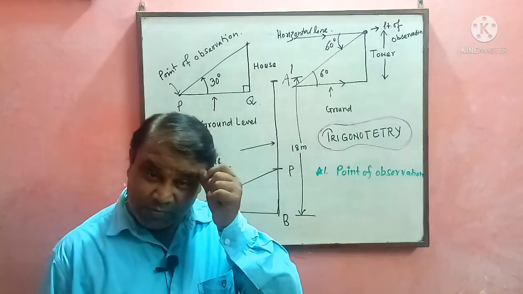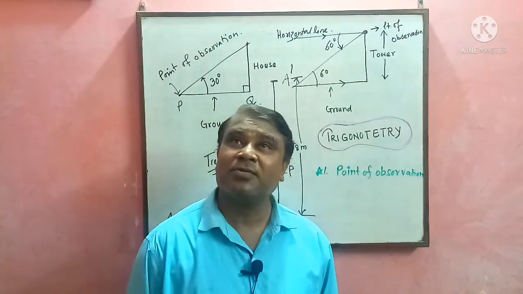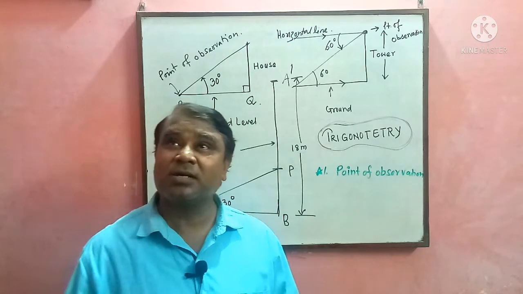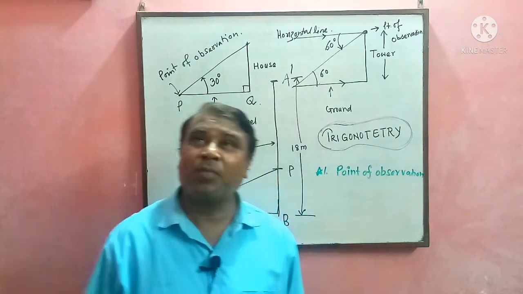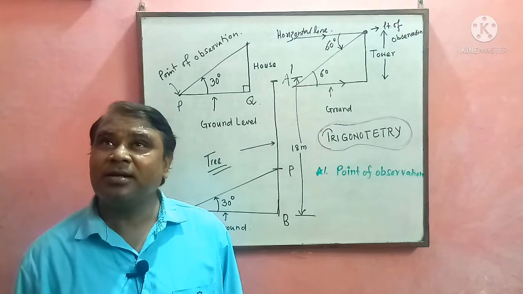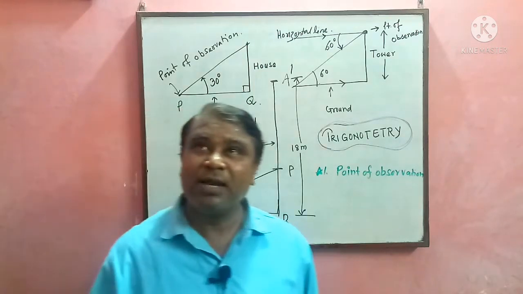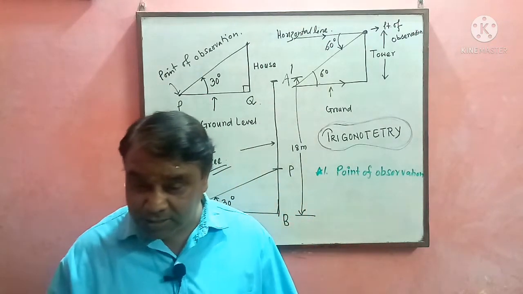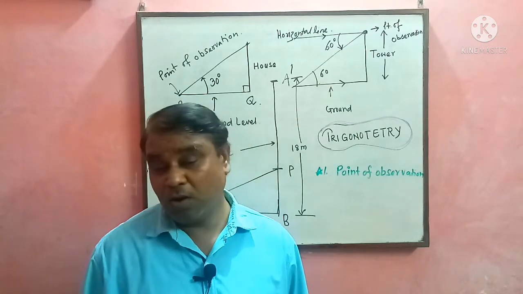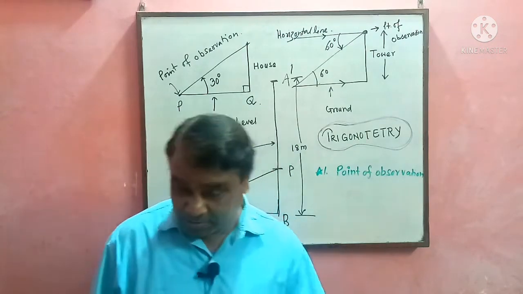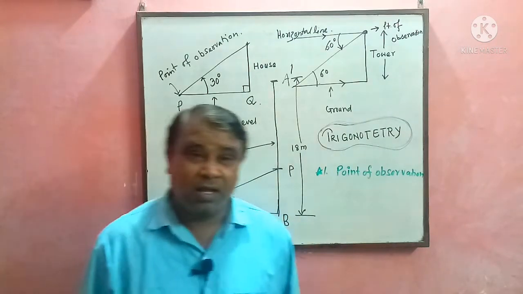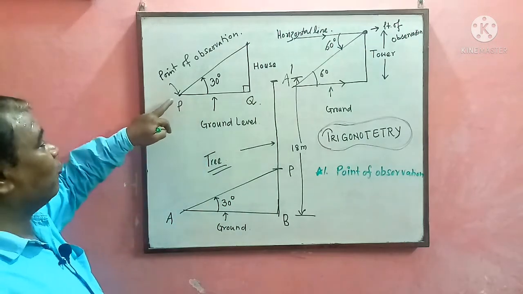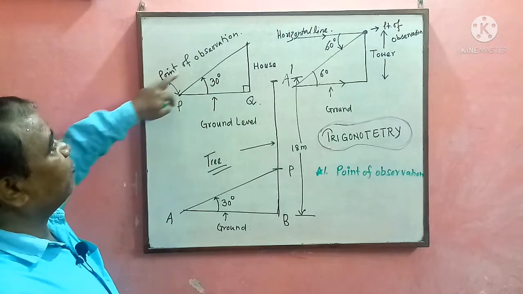This way, we have a vision. Whenever we see up, higher than our height, any object that is upper than our height, this is the case of elevation, that means we are elevating our eyes. And depression means when we are seeing the objects which are below our height, lower than our height. Here you see, this is the ground, P is the point from where we were having the vision. This is the point of observation.